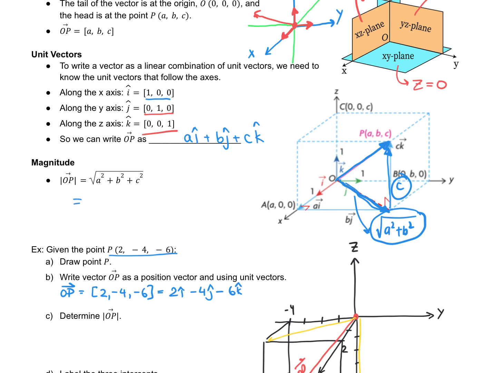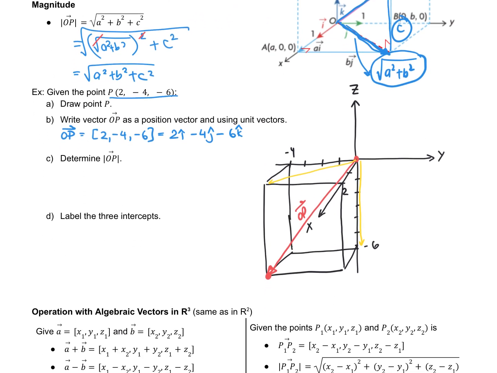So let's see what that looks like. The square root of a squared plus b squared, all squared, plus c squared, and that will be square rooted. And if we clean this up, this exponent of 2 cancels the square root, and then we're just left with the square root of a squared plus b squared plus c squared. And that's the magnitude of a vector in 3 dimensions.